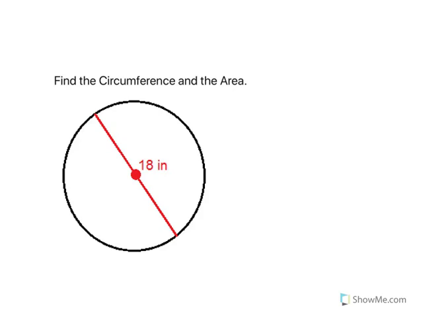Let's solve this problem. They're giving me a circle and the line that slides through the middle. So what I have is my diameter, that's equal to 18 inches. And now they're asking me to find circumference and area.